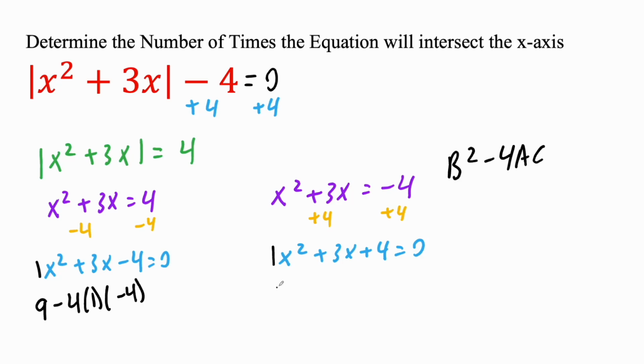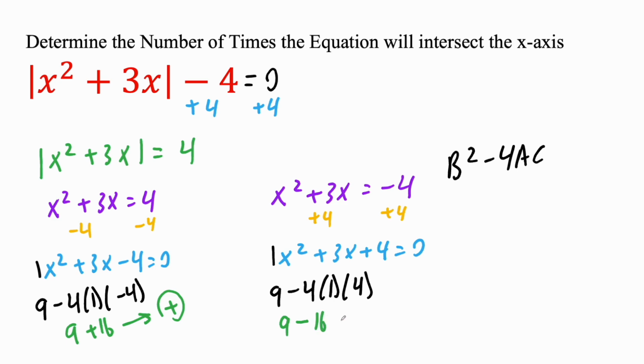b squared, so we have 3 squared, so we get 9 minus 4 times a is 1, and c is negative 4. Likewise, b is 3, and 3 squared is 9, minus 4 times a is 1, times c, which is 4. Okay, so we have 9, negative 4 times negative 4 is a positive 16, so we get a positive number. And here we get 9 minus 4 times 4, which is negative 16, so we're going to get a negative number. So this piece tells us 2 real roots, this piece tells us no real roots, and so our final answer will be it will occur 2 times.